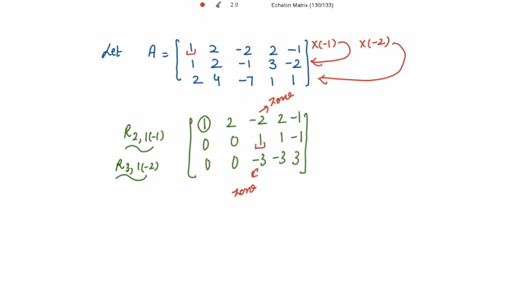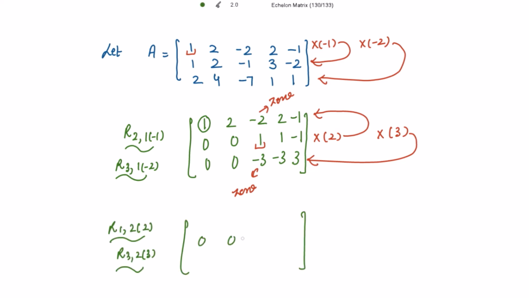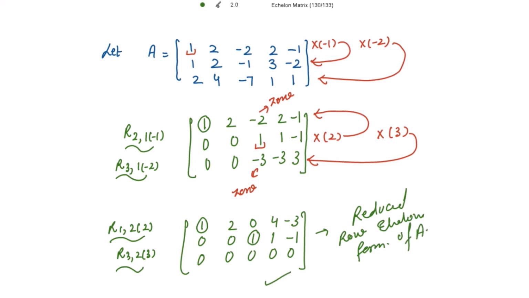To get 0 in place of -2, we multiply row 2 with 2 and add its elements to the first row. And to get 0 in place of -3, we multiply row 2 with 3 and add its elements to the last row. Writing the second row as it is, the first row will be changed into 1, 2, 0, 4, -3, and the last row will be changed into 0, 0, 0, 0, 0. So now this also becomes the leading element for the second row. In the third row, we do not have any leading entry. All the elements are 0. So this is the reduced row echelon form of matrix A, right?